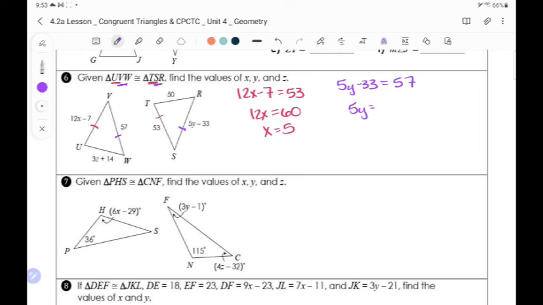We need to add 33 to both sides, and 57 plus 33 is 90. And then we need to divide by 5. If you remember that 100 divided by 5 is 20, then 90 is like, we would go 90, 95, 100, and so it's 18 because it's like we're missing two 5s. So there's my y value.